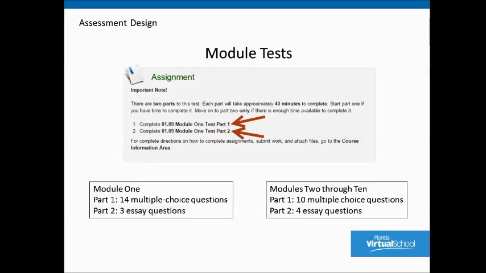For module 1, it's a little different than the other modules. It's 14 multiple choice questions and 3 essay. And then for modules 2 through 10, it's 10 multiple choice questions with 4 essays. And those 4 essays are teacher graded.